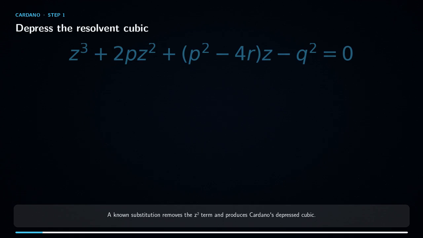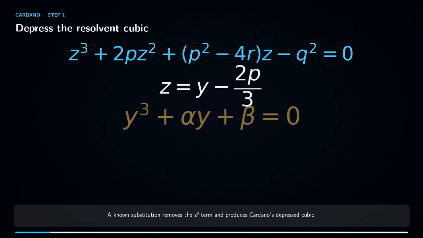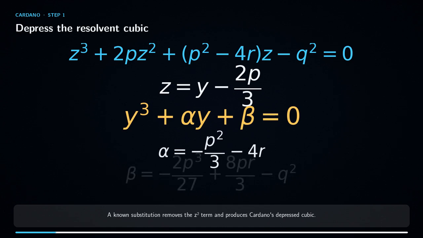Begin with the known resolvent. Shift z by minus 2p over 3, writing z equals y minus 2p over 3. The quadratic term cancels. We obtain y cubed plus a alpha y plus b alpha equals 0, where a alpha is minus p squared over 3 minus 4r, and b alpha is minus 2p cubed over 27, plus 8pr over 3, minus q squared.